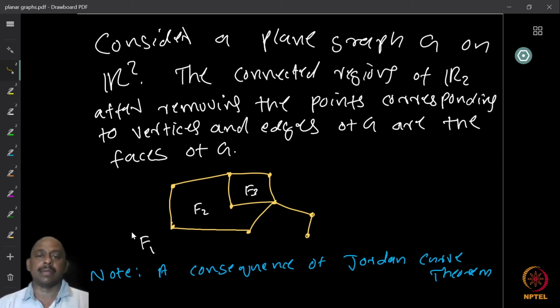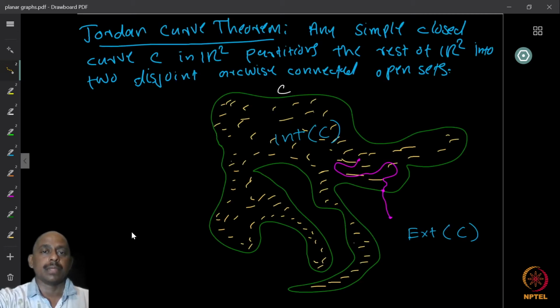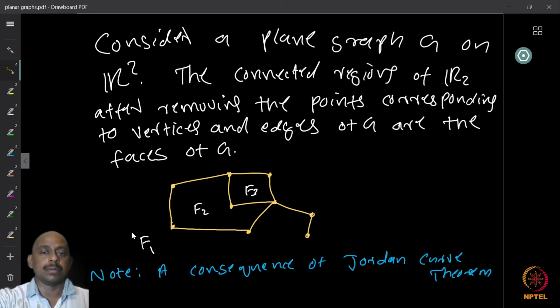So when you take any embedding of a planar graph on the plane, you can talk about the faces of the graph. The faces of the graph are the external face, the outside face, and then the internal faces. There is one unbounded face, and the other faces are all bounded. Again, the fact that you can define these faces is a consequence of the Jordan curve theorem.